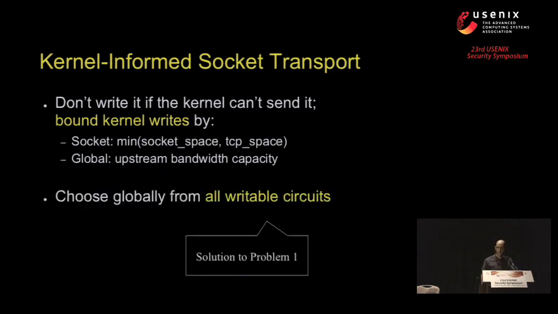To solve the first problem, which was the circuit scheduling problem, instead of handling a libevent callback immediately for that socket, we instead add that socket to a list of sockets that we should consider, and then let libevent tell us about all the sockets that are writable, and then we go back and manage that list. So this is what I call global scheduling, global circuit scheduling. So KIST takes these two approaches to solve these problems and reduce congestion.